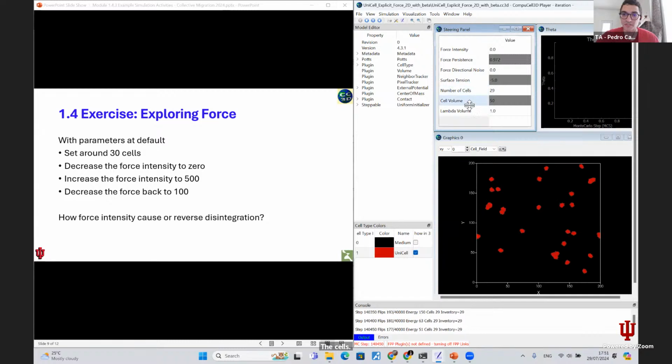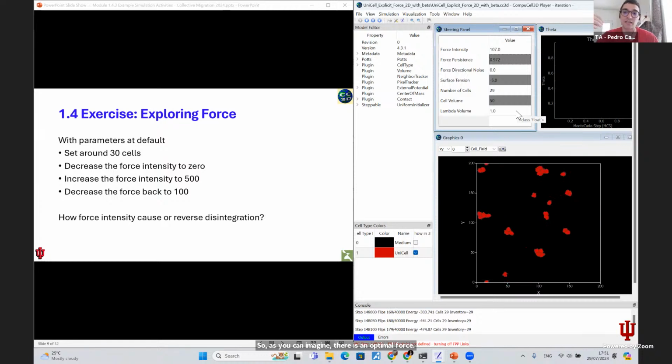If you decrease the force to 0, the cells are able to form clusters, but they are not so much able to encounter each other. So as you can imagine, there is an optimal force that maximizes both the likelihood of them connecting to each other, colliding to each other, and also the cohesion of the cluster.